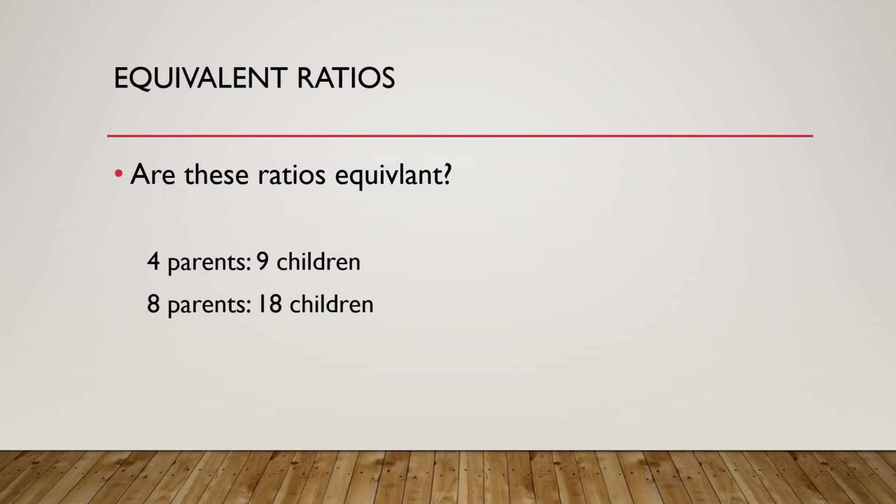Okay, let's try this one. We have 4 parents to 9 children, and 8 parents to 18 children. And we want to know, are those equal? Well, I can look and see that from 9 to 18, I can multiply by 2. So that should be true on the top if they are equivalent. So 4 times 2 is indeed 8. So are these ratios equivalent? Yes, they are.